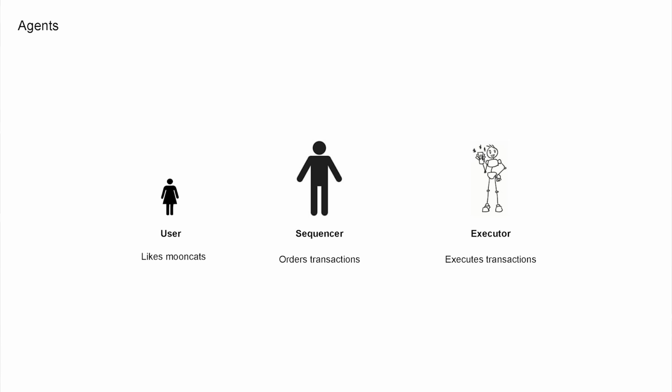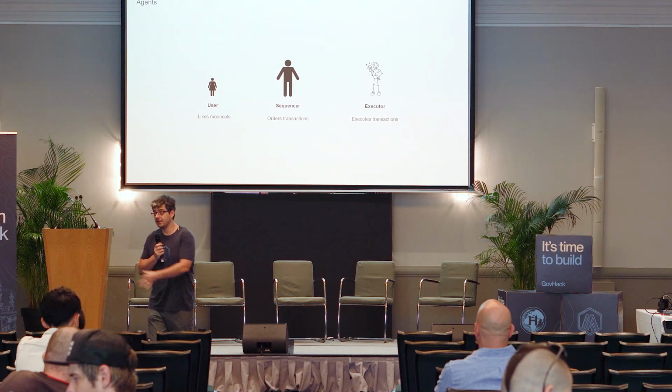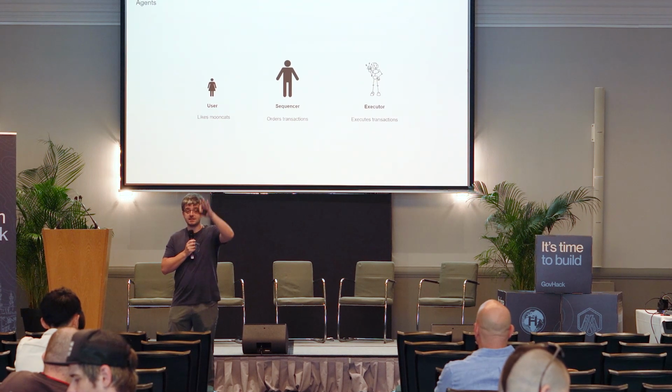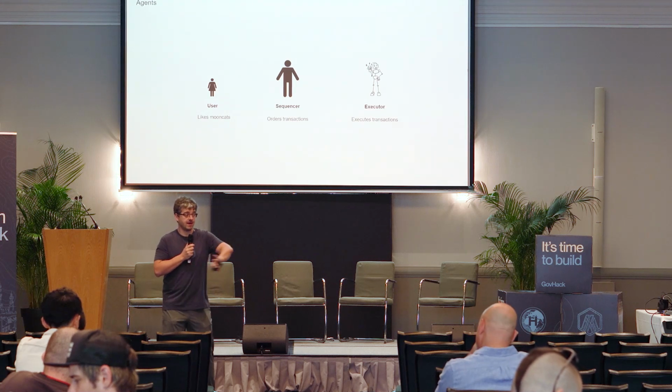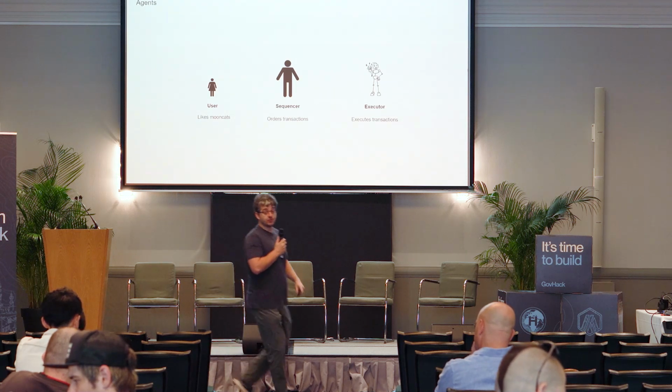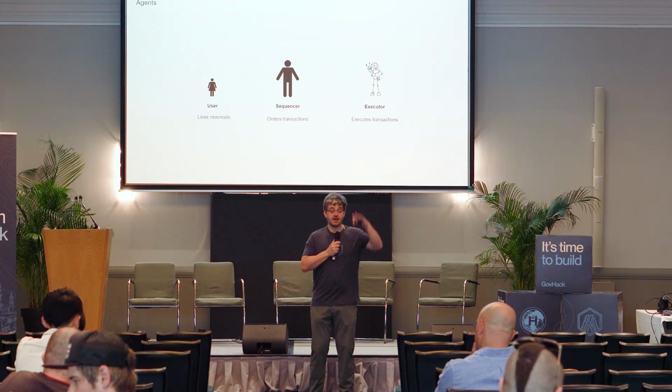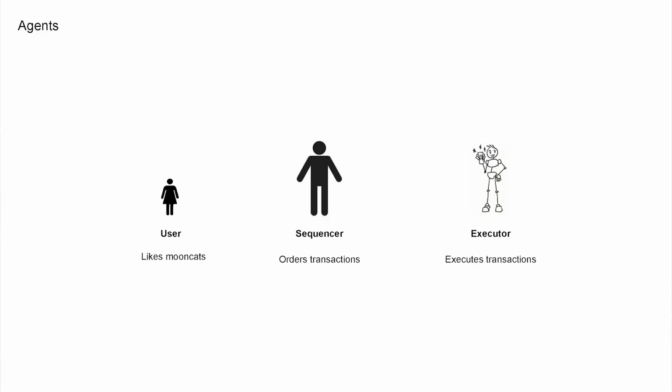Then we have the sequencer, and the sequencer's job is to take the user's transactions, decide the final ordering, and then pass it on. Then the executor should pick up the transactions, execute the transactions, and then hopefully confirm that indeed Alice was able to buy or sell her wonderful mooncat.